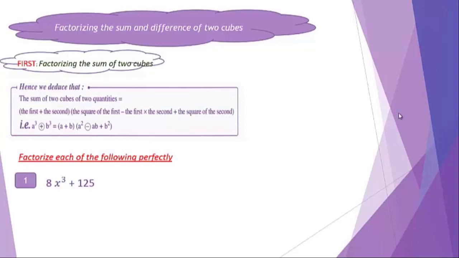8x cubed plus 125 is a perfect cube. After that, we open two brackets. One of them is small and one of them is big. In the small bracket, we open the cubic root of the first term equal to 2x plus the cubic root of the second term equal 5. After that, we square 2x, which equals 4x squared, and change the sign plus b minus. After that, the product of two terms, 10x. After that, the square of the second term equal 25.